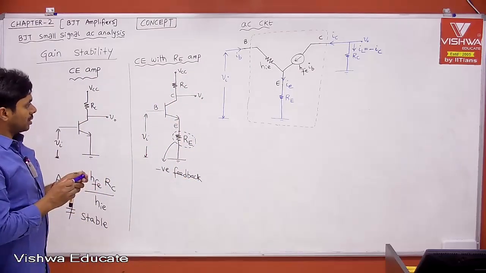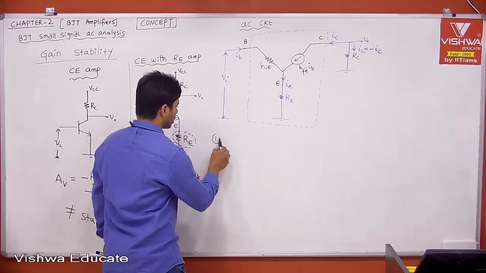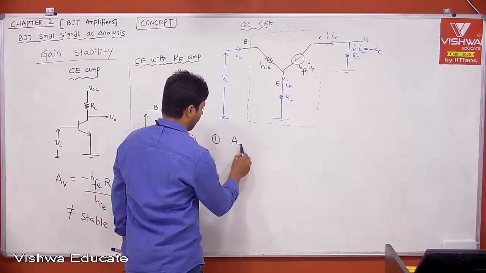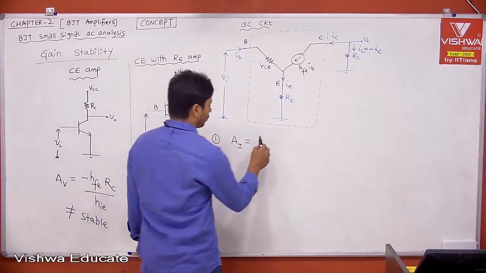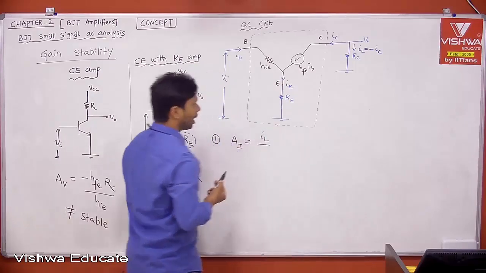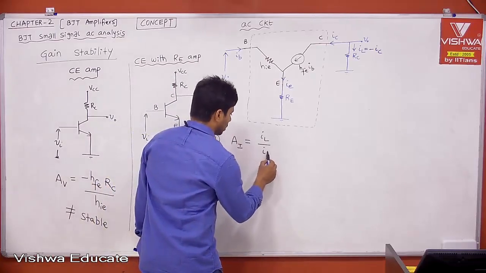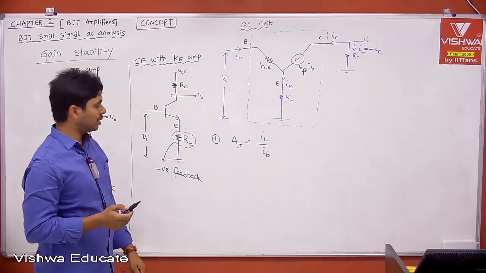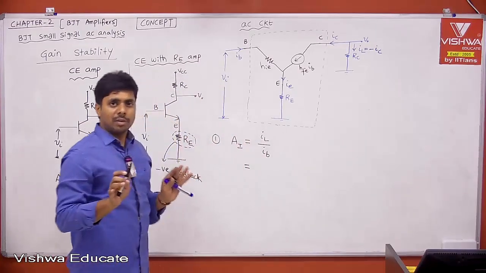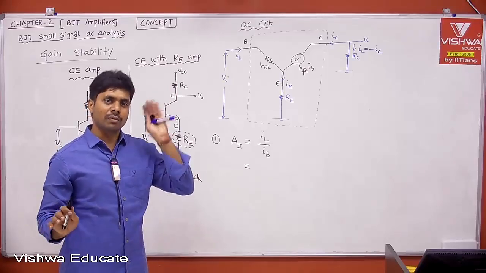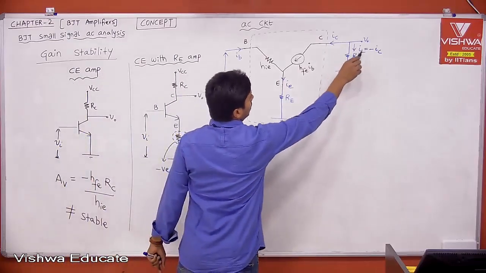Now let's calculate all the parameters. Don't write, listen. Let's follow the sequence. What is the first one? The first one is current gain. Tell me, what is the current gain definition? The current entering the load, IL, and the current entering your amplifier, IB. If you understand the definition, the derivation is straightforward, which is what we did before and are doing now. What is IL? IL is nothing but minus IC.